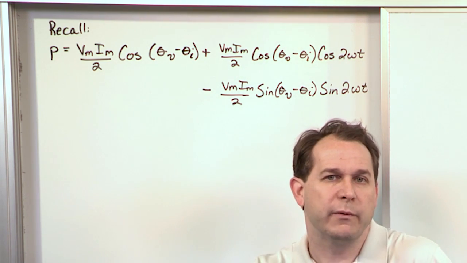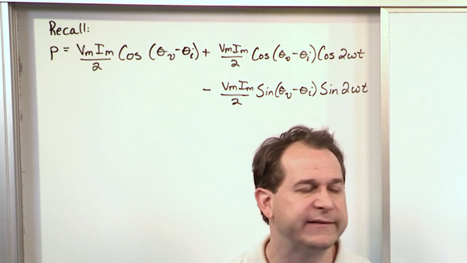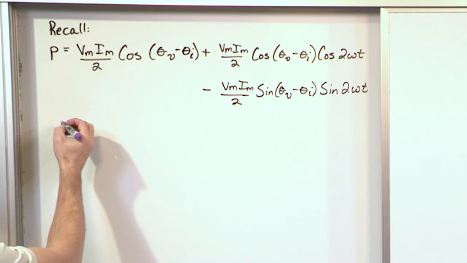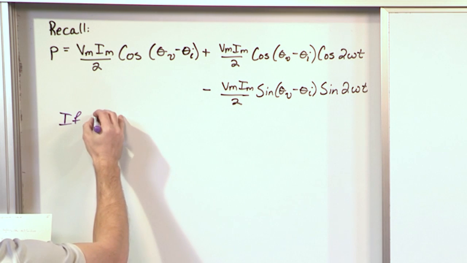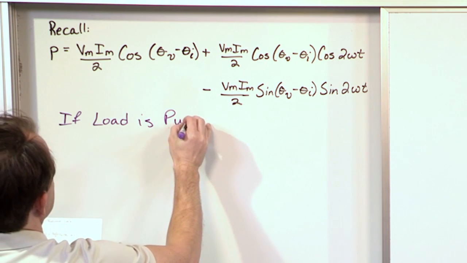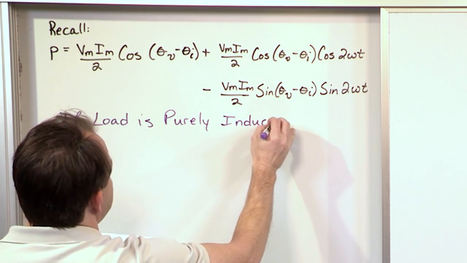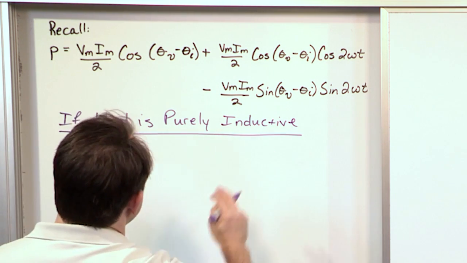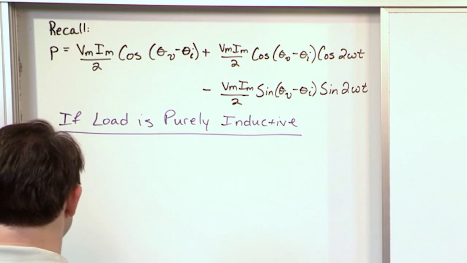But we want to zero in on the case when we have just an inductive load. What's going to happen when there's just an inductor inside of the box? Last section we talked about what happens when there's a capacitor in the box. Now we're going to talk about if the load is purely inductive. What happens? And I can tell you right now, actually, it's something really cool that happens. And I find this stuff really fascinating with circuit analysis. So this is some of the reasons I'm really excited about teaching it.